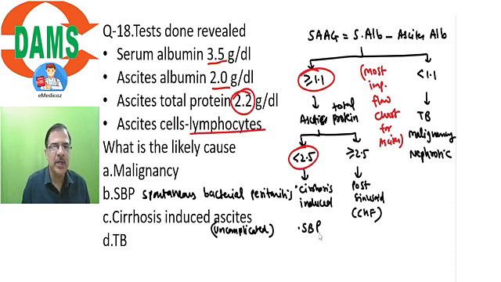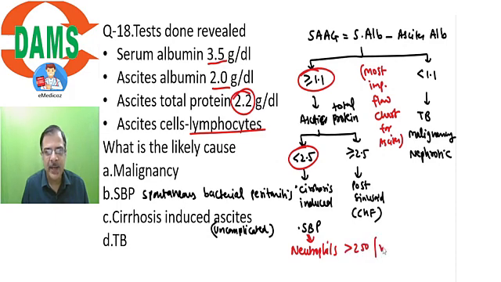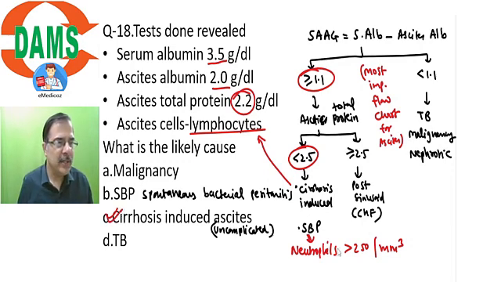Ascites fluid shows lymphocytes. For SBP, it should be neutrophils, more than 250 per mm cube predominantly, then you go for SBP. Cirrhosis is lymphocytes only. So the answer is cirrhosis. The SAAG is used to rule out malignancy and other causes.